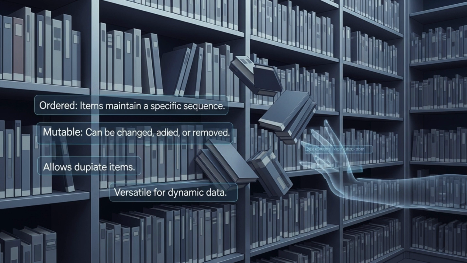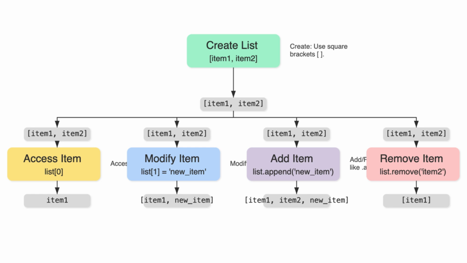Lists are incredibly versatile and are one of the most commonly used data structures in Python. You'll use them whenever you need to store a collection of items that might change over time, such as a list of project tasks, a sequence of sensor readings, or a user's shopping cart items. Their flexibility makes them ideal for dynamic data that needs frequent modification.